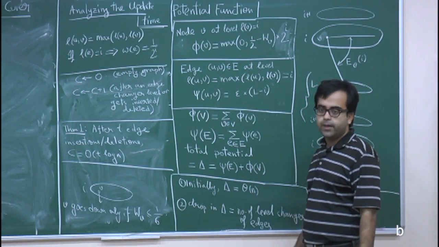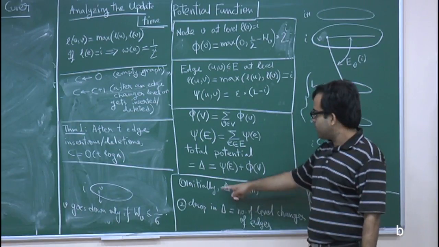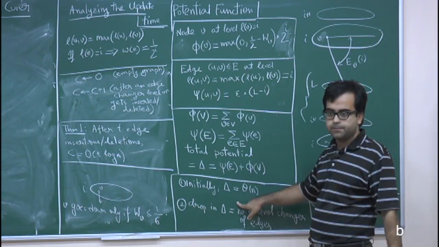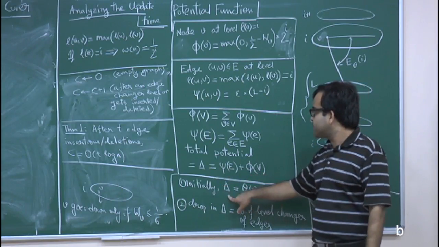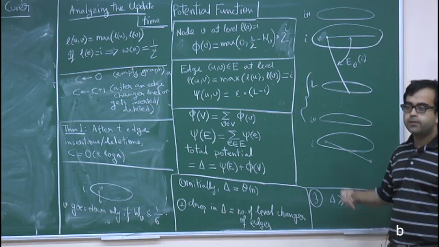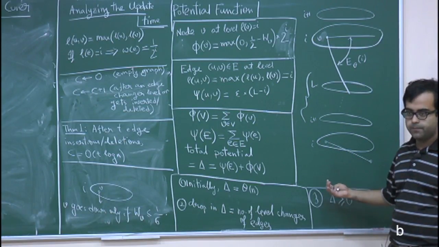Now, initially we start with an empty graph. What is the total potential? We will just keep track of this total potential and what it does. What is the total potential in the beginning? The edge potentials are 0, right? There are no edges. So, no edge potential.